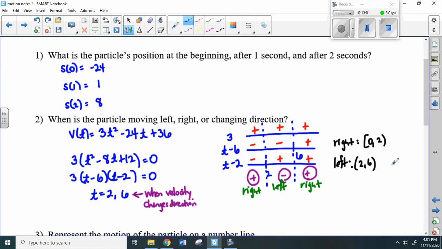And again, we don't include 6. We don't make a bracket because that's when it's changing direction. And then we move right again from 6 to infinity. Okay?